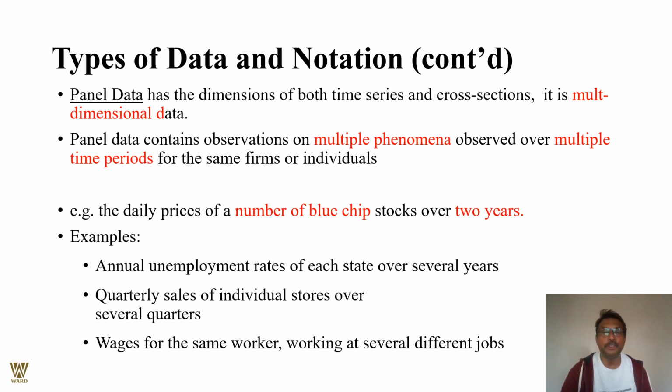Quarterly sales of individual stores over several quarters. Wages for the same worker working at several different jobs on a time basis. And how do we come across it?